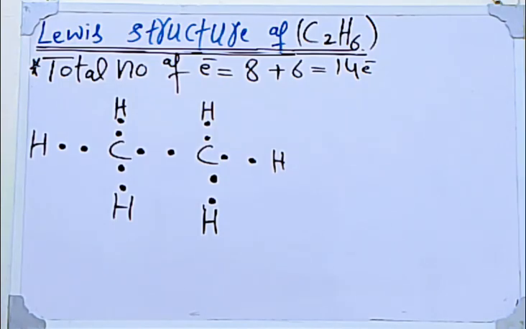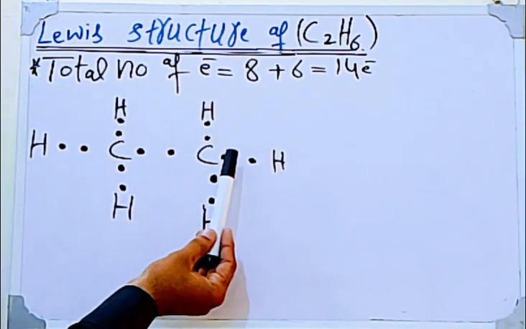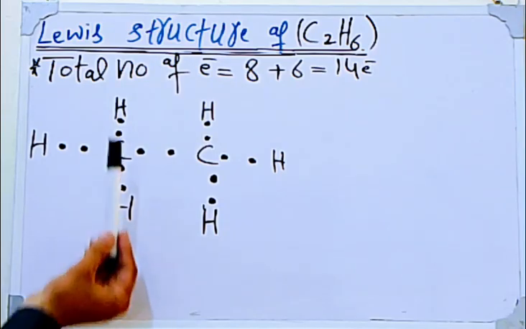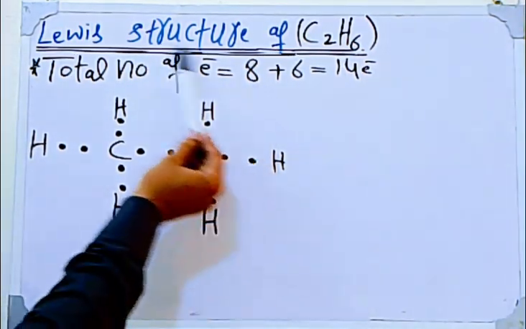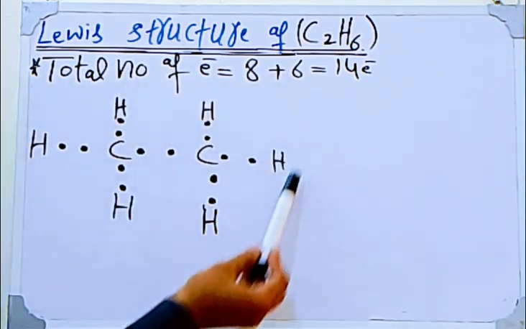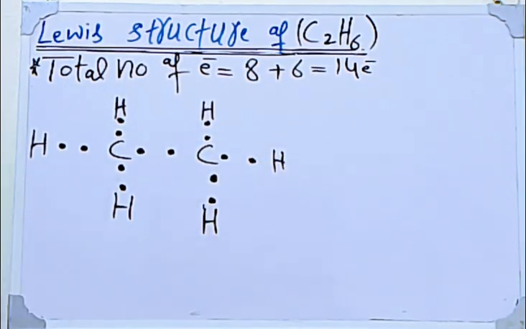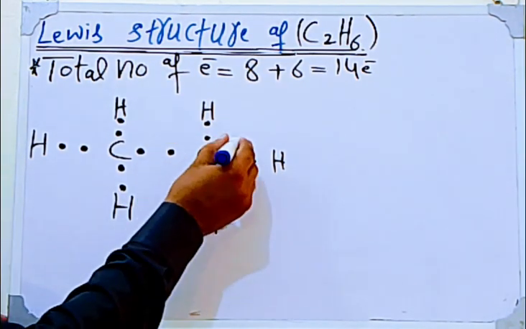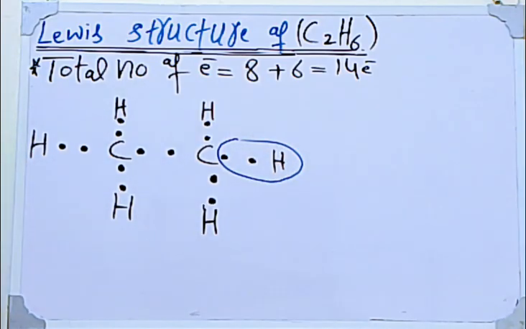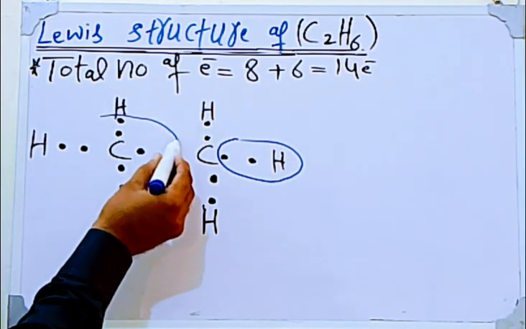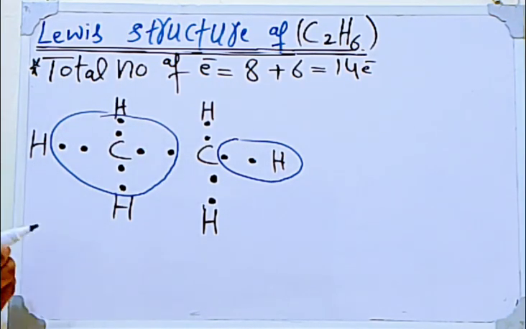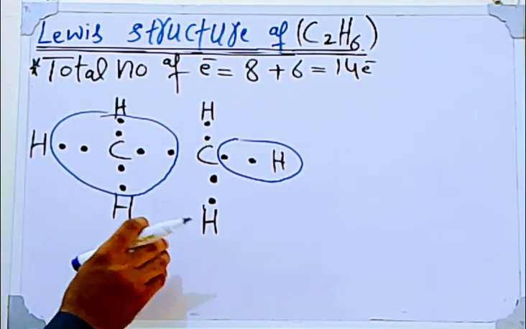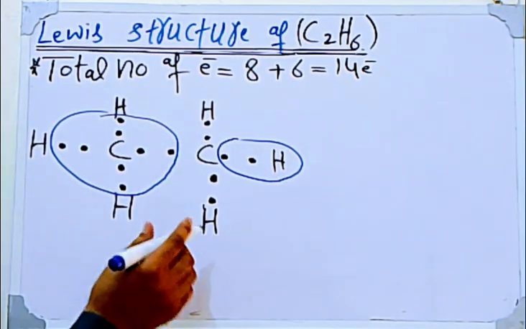Now students, we count the total number of electrons: 2, 4, 6, 8, 10, 12 and 14. Since a total of 14 electrons are present, we have distributed all these 14 electrons between 2 carbon and 6 hydrogen atoms. So in this way, students, every hydrogen atom completes its duplet and every carbon atom completes its octet. So this Lewis structure is the best Lewis structure of ethane C2H6.